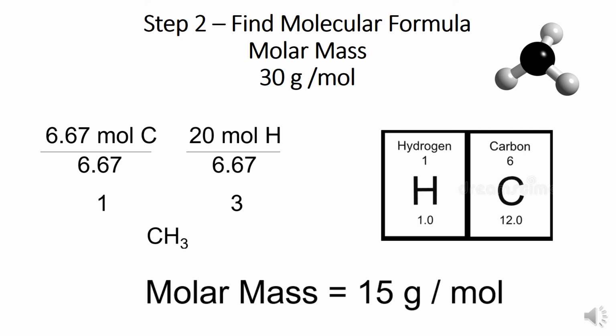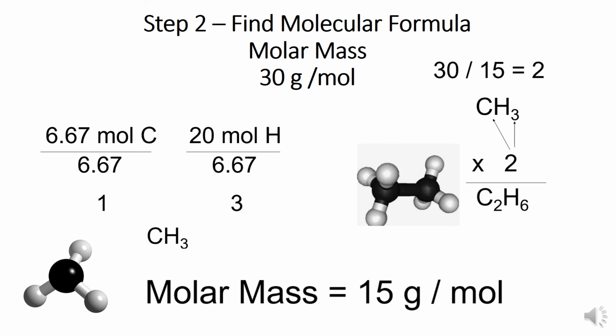Sometimes an empirical formula can be a molecular formula. They can be the same. But in this case, that's just not true because 15 obviously is not 30. So how are we going to be able to get 15 to 30? Well, we've got to decide what factor we can multiply our empirical formula by to make it become the molecular formula's molar mass. So let's take a look at that.